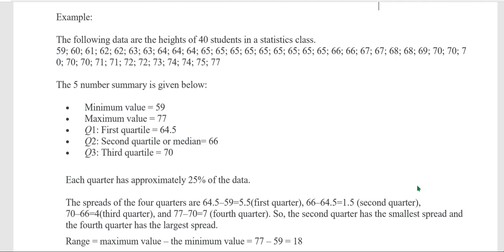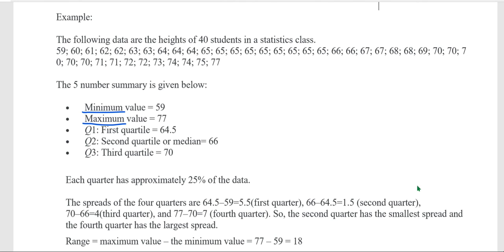It says the following data are heights of 40 students in a statistics class. You can see 40 numbers here, right? Those are the heights of the students, and you notice that they're sorted from smallest to largest. There are some words to know here. The first word is the minimum value, which is a keyword. Minimum value means the lowest value, so we can see the lowest value is 59. The next one is the maximum value, which is 77. That part's easy.